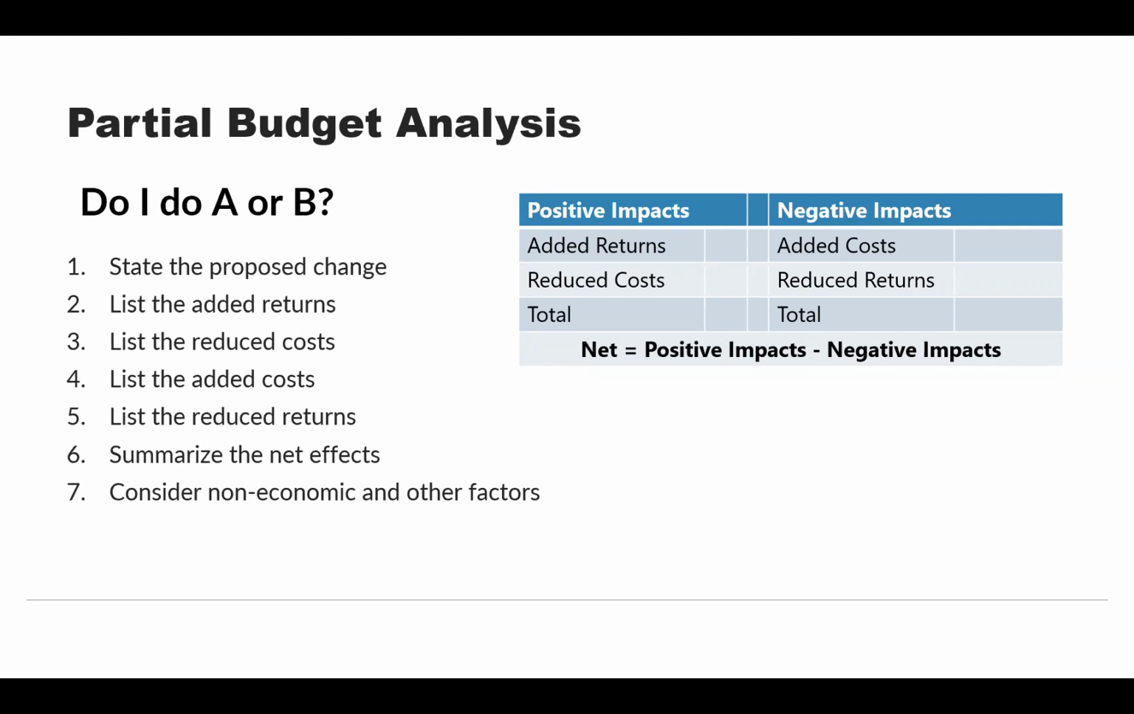Maybe that's 0. Maybe I'd have 10% more damaged fruit. I don't know, I would get a little bit less value, like the quality wouldn't be as good. So then you would subtract the two, and then you'd summarize the net effects. But then the other thing with this is there are always non-economic or other factors that you want to consider when you're weighing the two.